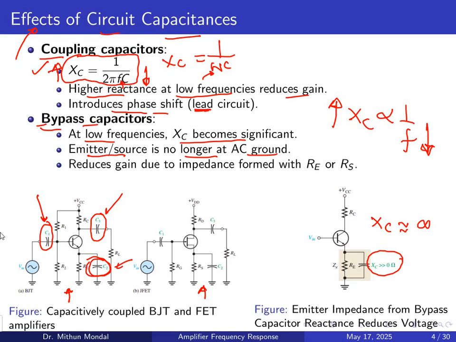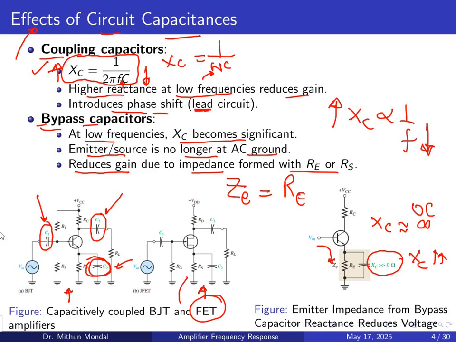When we talk about infinity, the conceptual meaning is that it is an open circuit. So if it is an open circuit, all the current will be flowing through this side and it will not be virtually short, as we used to do in the previous discussions. So this reduces the gain due to the impedance which is formed by the emitter resistor or the source resistor. Now the impedance in the emitter will be equal to the resistance of the emitter because this Xc value is very high. In case of your FET, the circuit will be the same.